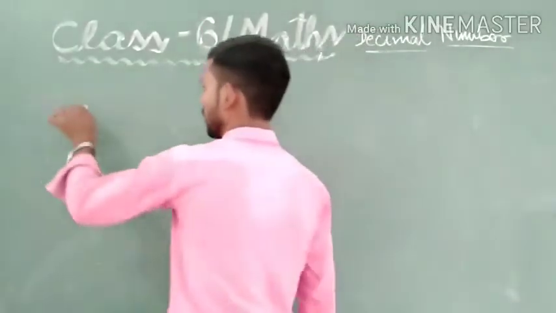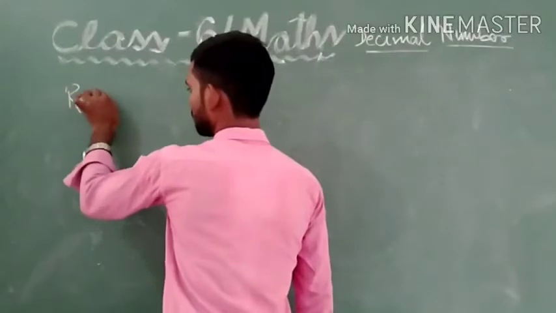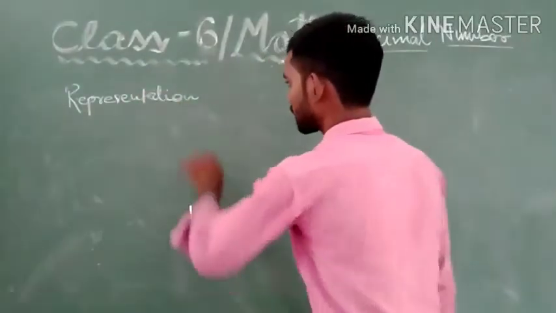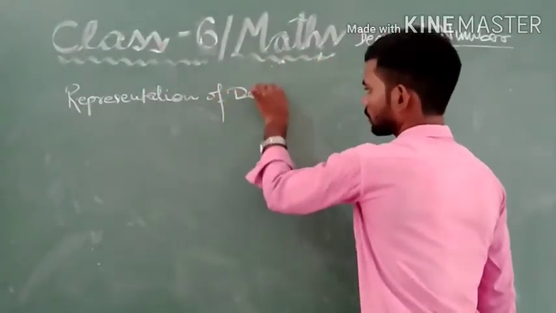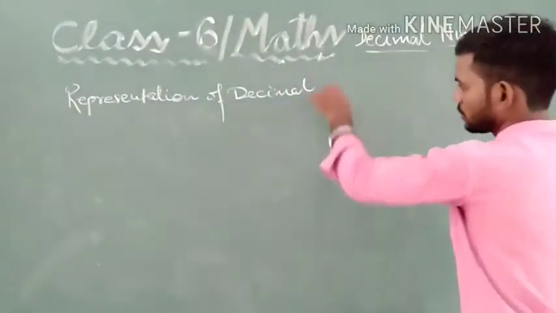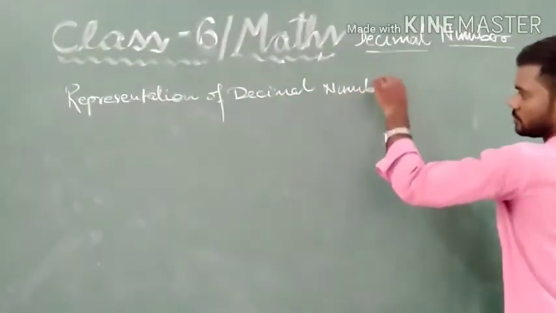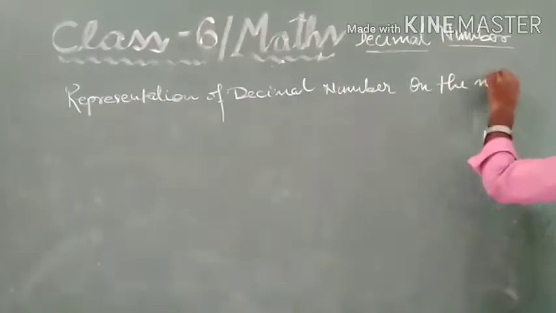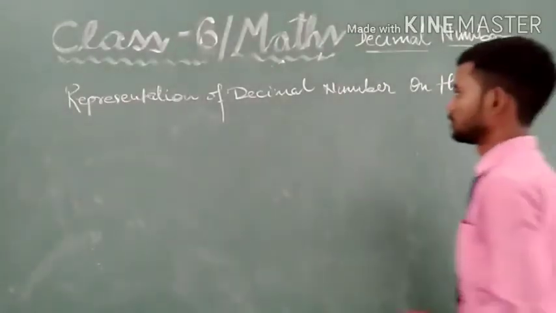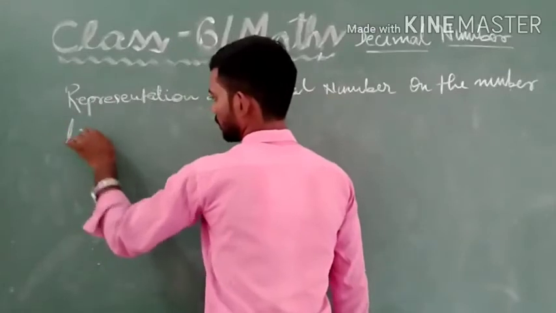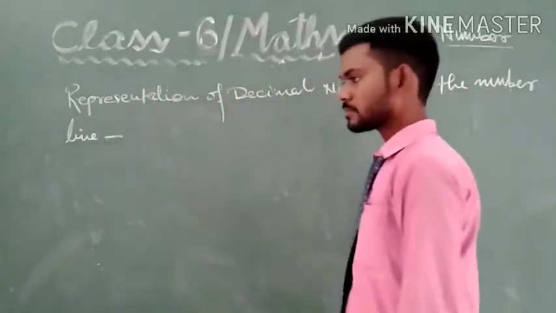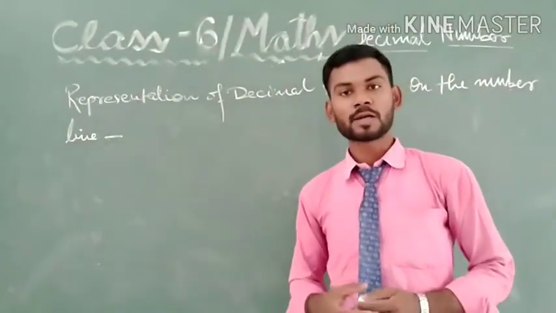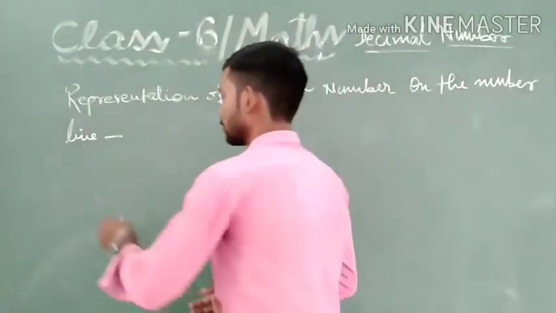So our first topic is the representation of decimal numbers on the number line. As we know, a decimal number has two parts.